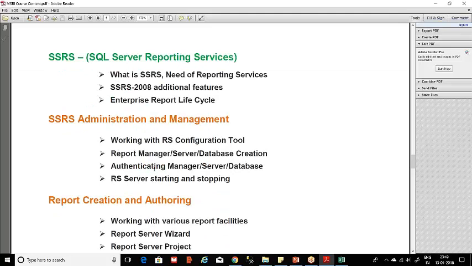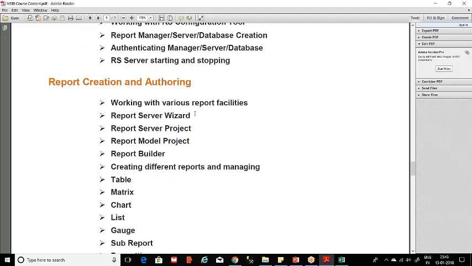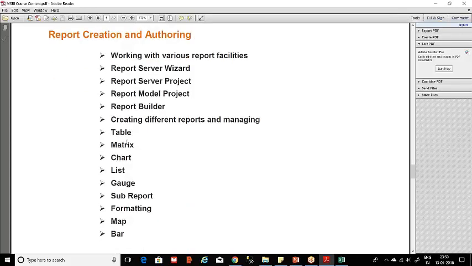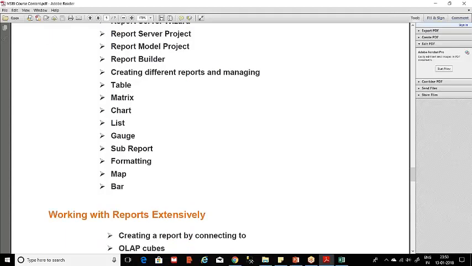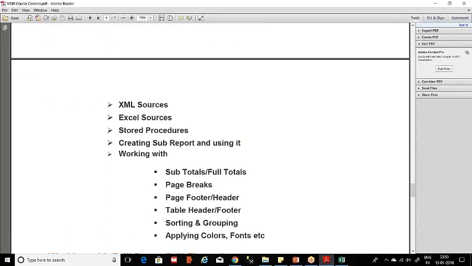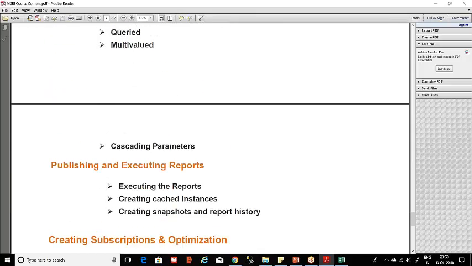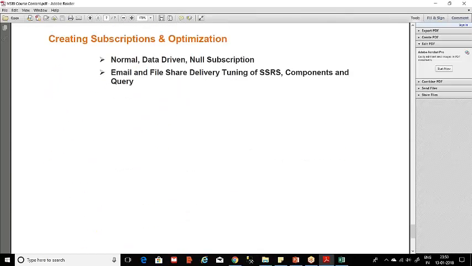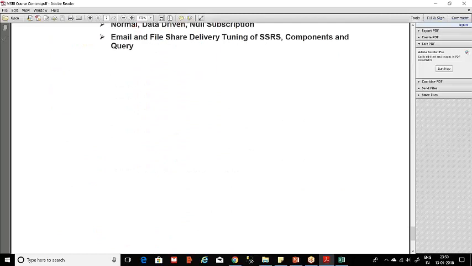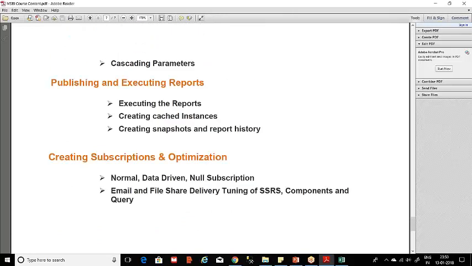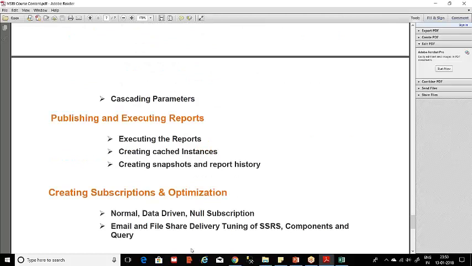We are going to design different types of reports. We are going to see the report server wizard, report server project, report model project, and report builder. We are going to design the table report, matrix report, chart report, list report, gauge report, sub report, formatting, so many things. All these are in-depth individual concepts that we are going to discuss as part of this course. Anyway, you will definitely get this course content, no worries for that.